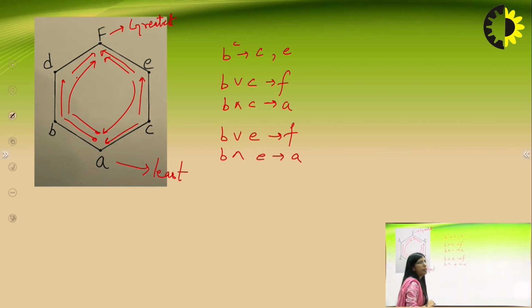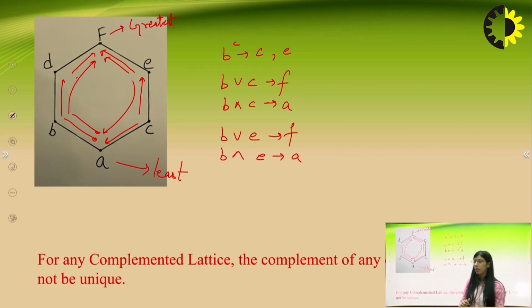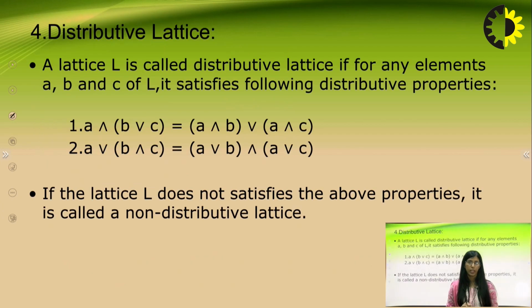So, in a complemented lattice, a particular element can have more than one complement. For any complemented lattice, the complement of an element need not be unique.